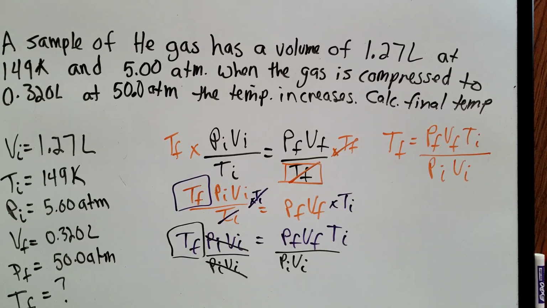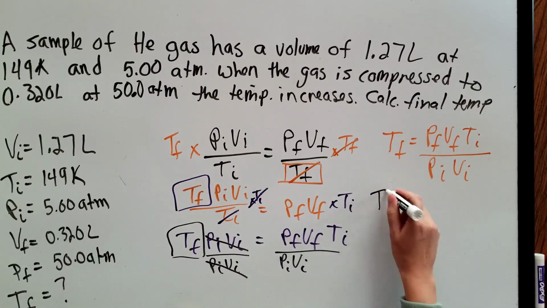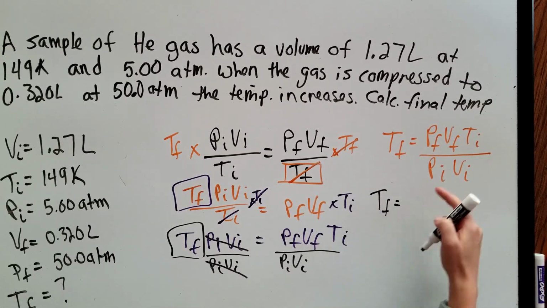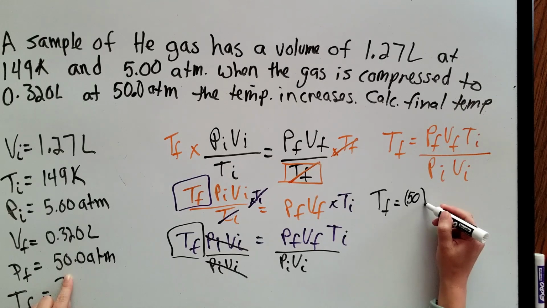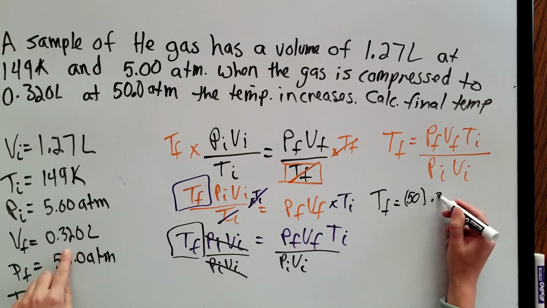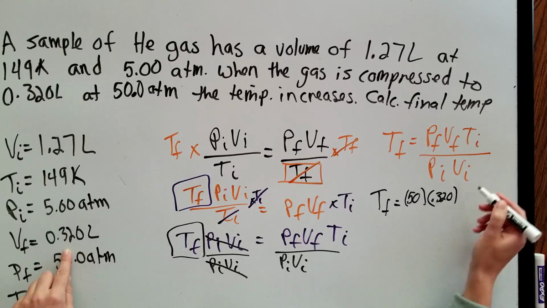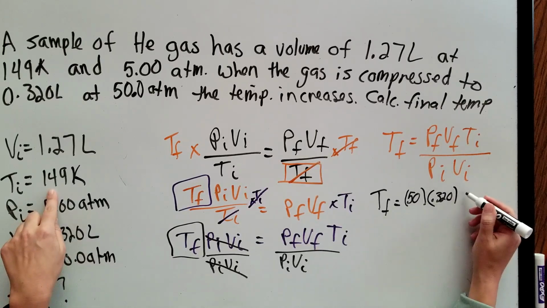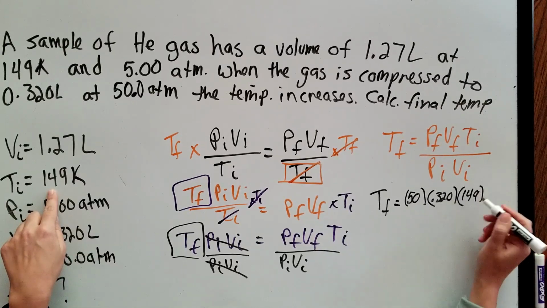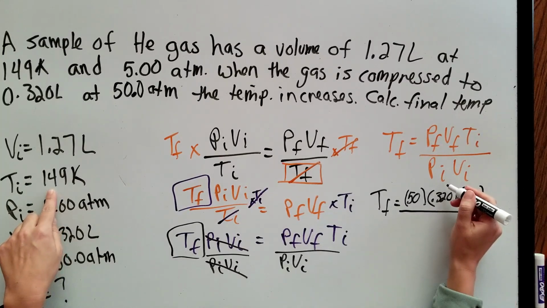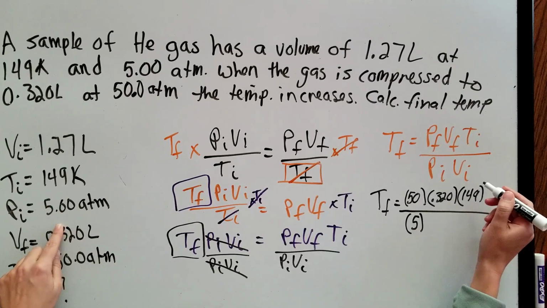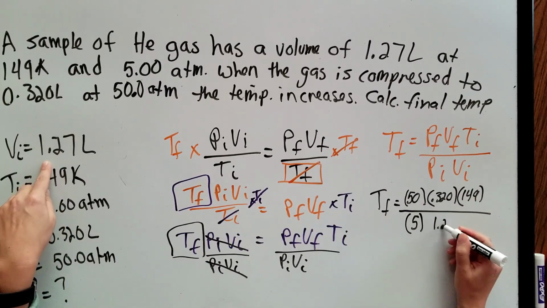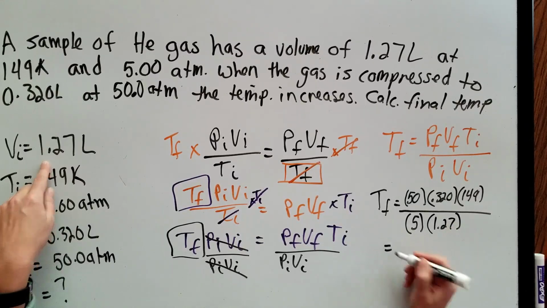So let's plug in our information and solve. The easy part, right? Once you have it arranged. So I'm going to need, my final pressure is 50. My final volume, 0.320. My initial temperature, 149. On the bottom, my initial pressure was 5. My initial volume, 1.27.